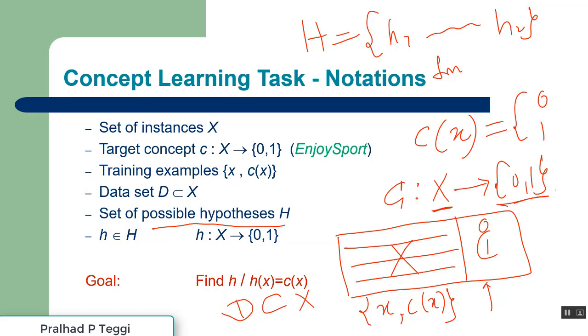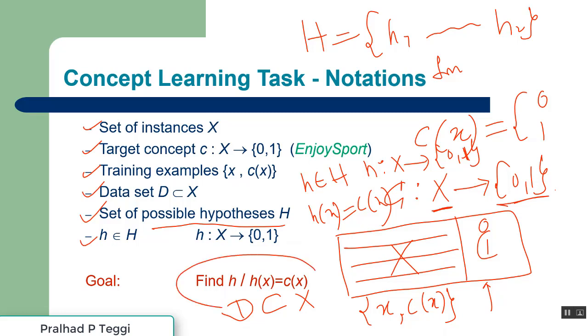Then let h belong to H. Again h is also a function which takes the input X and provides the output 0 or 1. And our end goal of learning should be that h of X should be equal to C of X. I think we'll take one simple example in our next video. For the time being, just understand these are the things we need to take a look at if any learning problem is given. Our final objective should be to find the final hypothesis which is going to satisfy all of the instances. That is the reason h of X is equal to C of X.